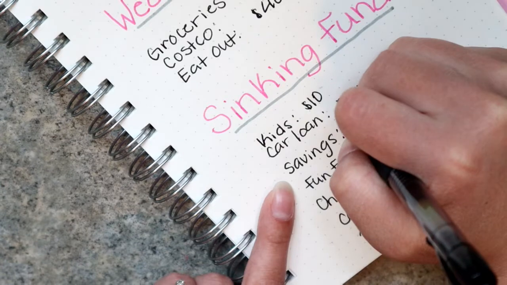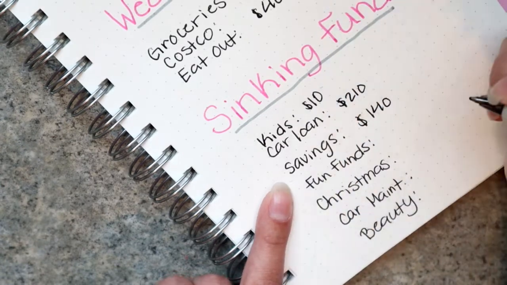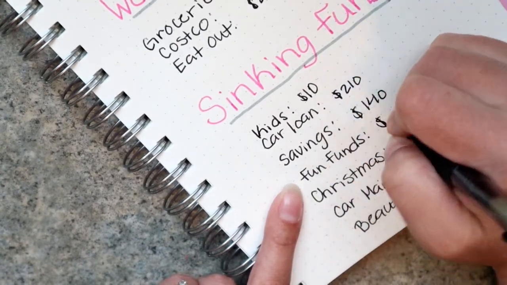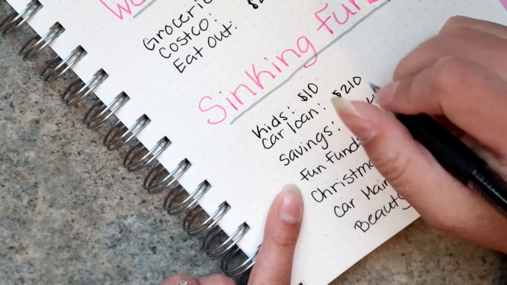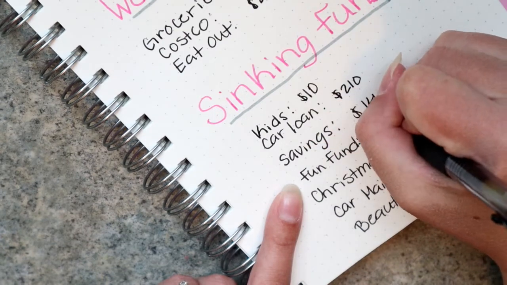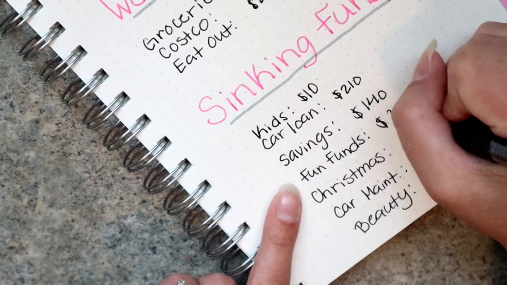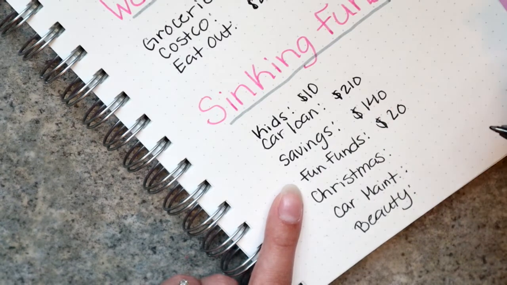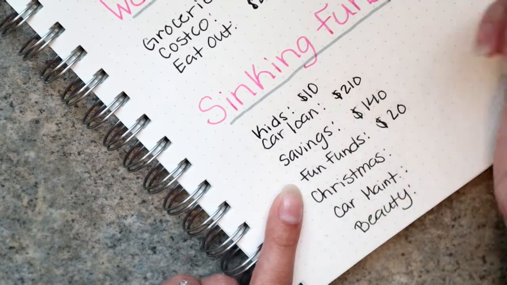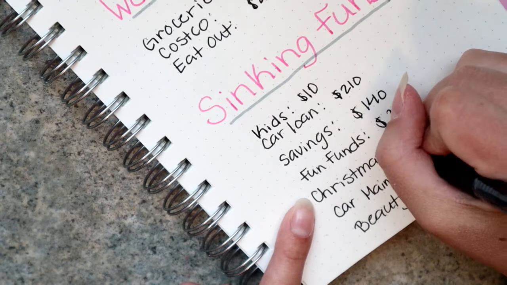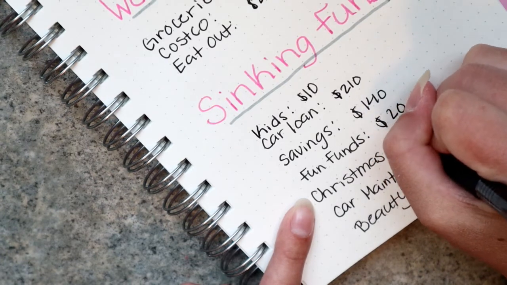And then savings is going to get its usual $140. Fun funds is going to get its usual $20. Those two are the ones I'm a little concerned about. I'm pretty sure that's what it's supposed to get, but we'll figure it out once we get the cash out. Christmas is going to get its usual $20.